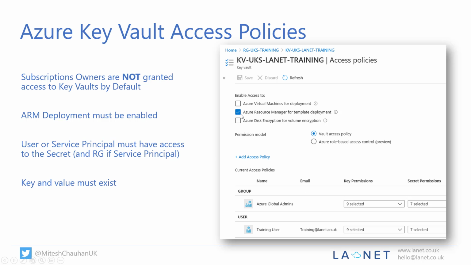Another thing is that you want to make sure the Azure Resource Manager for template deployment is selected. For ARM template deployments, it's got to be able to access the Key Vault, and it can't do that unless that's ticked. If you're running it interactively as a user, then your user account will need to have access to the secret as well. If using a service principal, you also need to add access for that service principal, which we'll show in the next section. And you also need to make sure the resource group has a particular type of access. Obviously, the Key Vault, the key and the secret must exist as well.